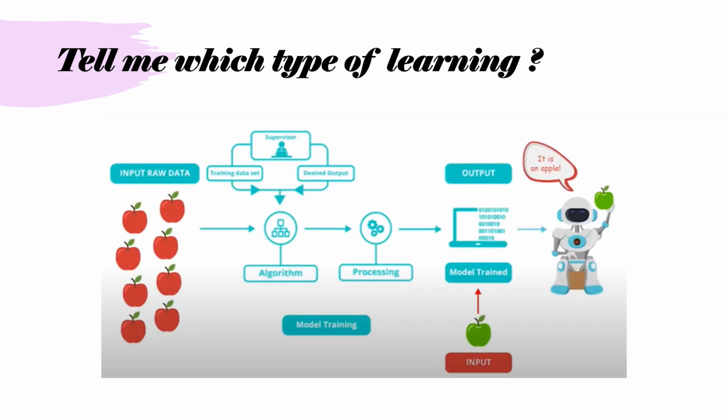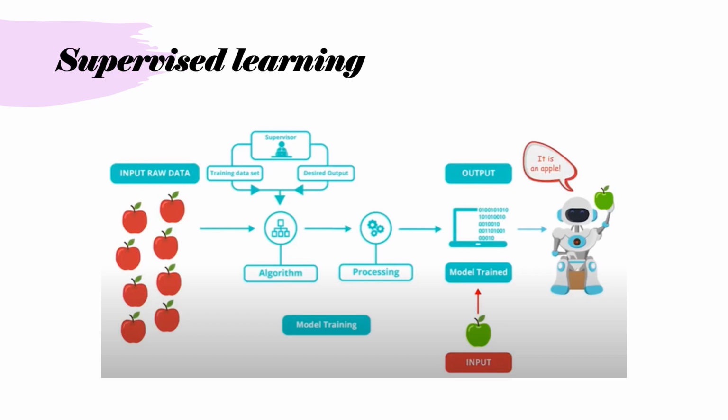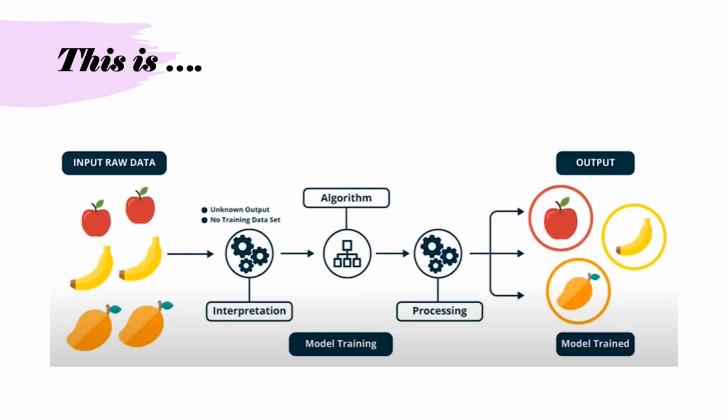Now let's go through some examples. Tell me which type of learning is this? Here we have given a set of images of red apples as input raw data. The supervisor will train on the dataset and there will be an algorithm. After processing, even if you give a green apple, the machine can find out that it is an apple, because this is supervised learning. We have some categories or labeled data given as output. This is an example of supervised learning.